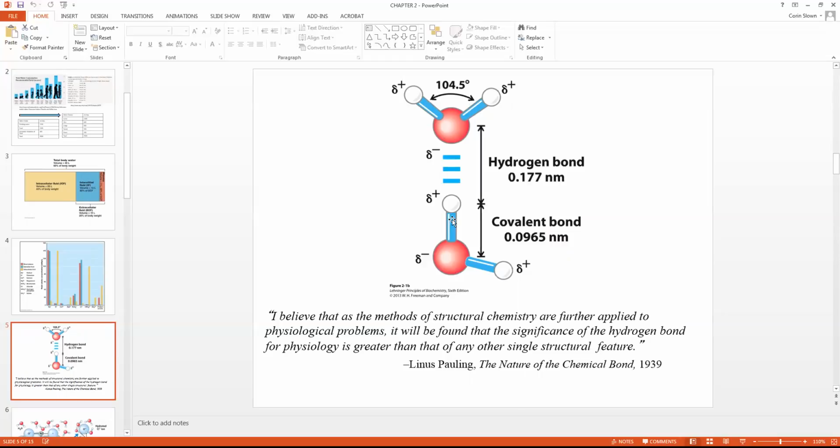This quote: "I believe that as the methods of structural chemistry are further applied to physiological problems, it will be found that the significance of the hydrogen bond for physiology is greater than that of any other single structural feature." So this was Linus Pauling in 1939, and he was really at that time hypothesizing what the role of hydrogen bonds was. But it's useful, I think, to think about how he really had this foreknowledge or foreshadowing of the role of hydrogen bonds in proteins, in nucleic acids, in a variety of structures that we find in living organisms.